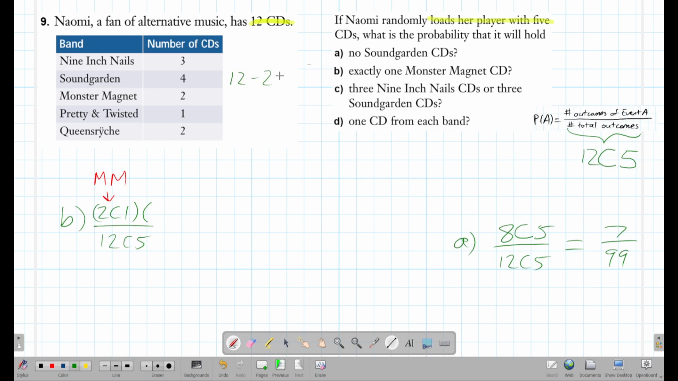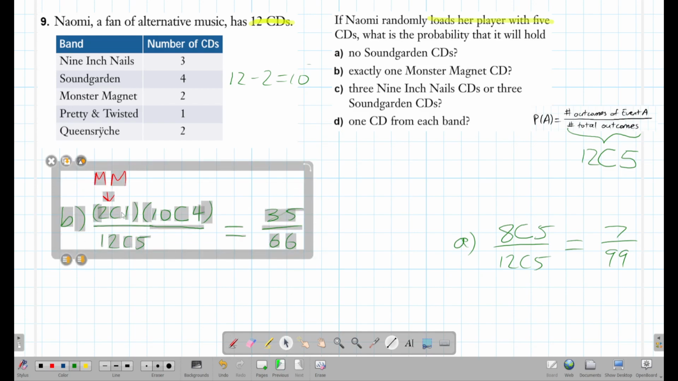And then for the rest of the CDs, we have 12 minus 2, or 10 CDs to choose from. And we're choosing 4, because we already chose 1 to be a Monster Magnet CD. So we have 4 remaining. And that's it for the fraction. If you punch this into your calculator, you're going to get 35 over 66 for this fraction here.